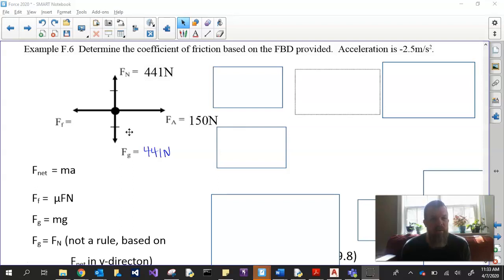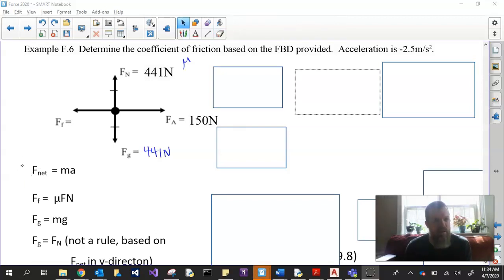Doesn't make sense. So the question says, what is the coefficient of friction? Remember, coefficient of friction is that mu symbol. Based on the free body diagram provided, the acceleration is negative 2.5 meters per second squared. So these are the formulas we need. These four formulas here.